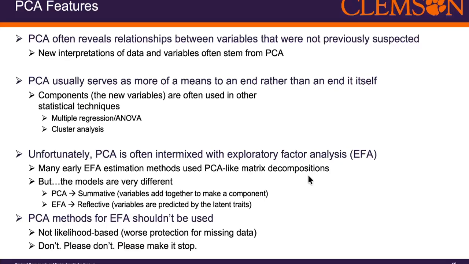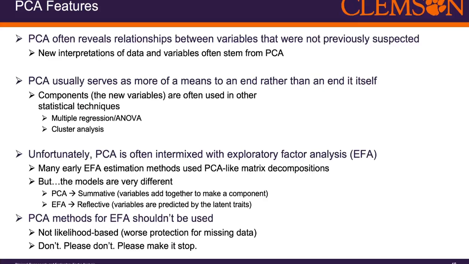In fact, we shouldn't, because the models themselves are very different. The principal components analysis said, let's sum up each of the variables by putting a weight. We call that a summative model, whereas an exploratory factor analysis takes that confirmatory factor analysis idea that the factor causes each of the variables itself. The arrows point the opposite direction, or what we call a reflective model.